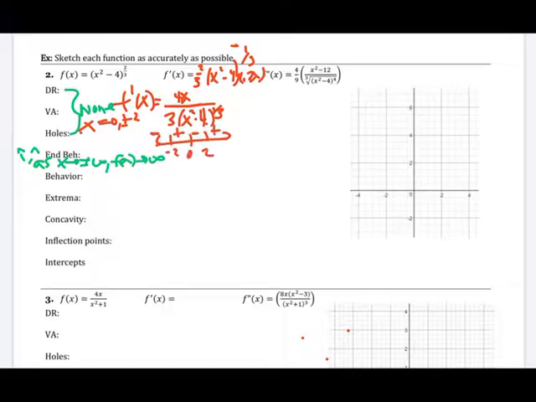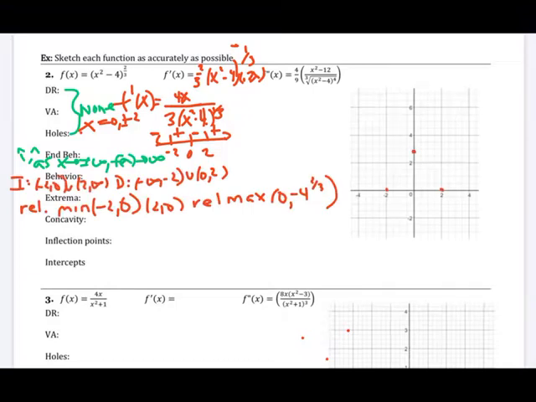So the behavior of our function is decreasing from negative infinity to negative 2, and from 0 to 2, it's increasing from negative 2 to 0 and 2 to infinity. We can also see that we have a relative min at negative 2 and positive 2, and we have a relative max at 0. So we can go ahead and plug those values into our original function to find our relative extrema and then plot those on our graph.